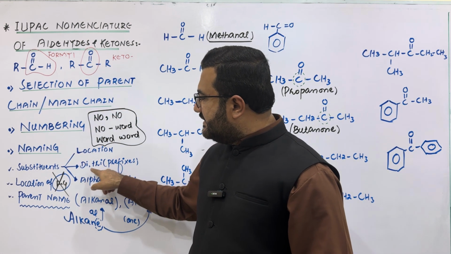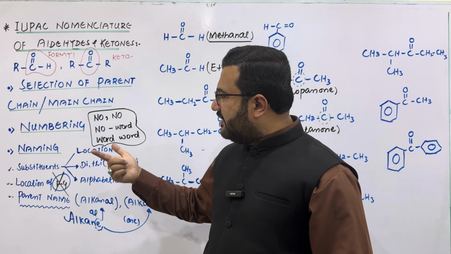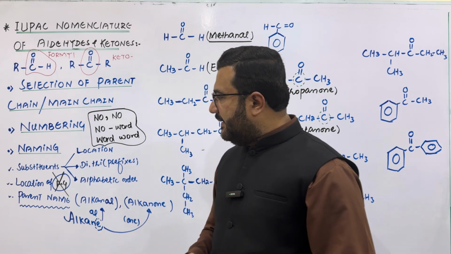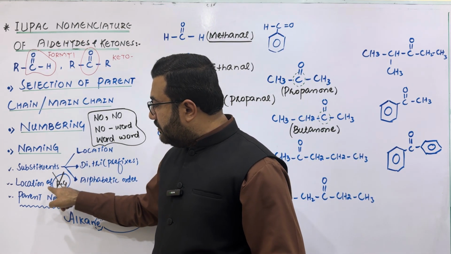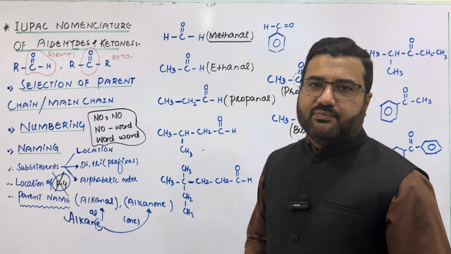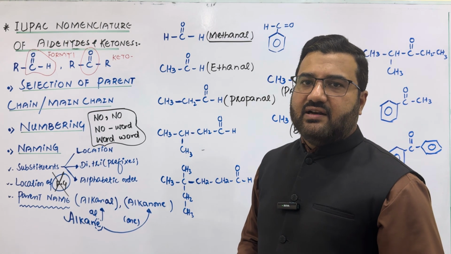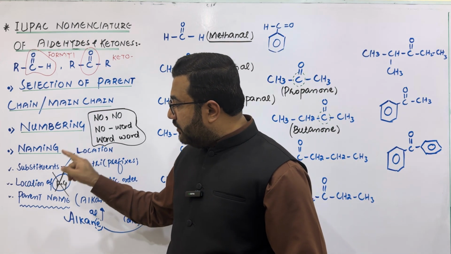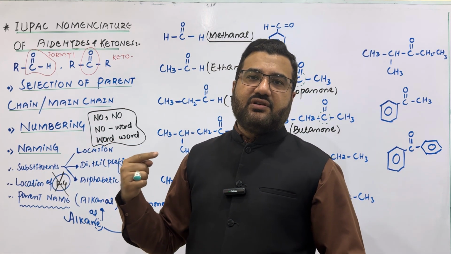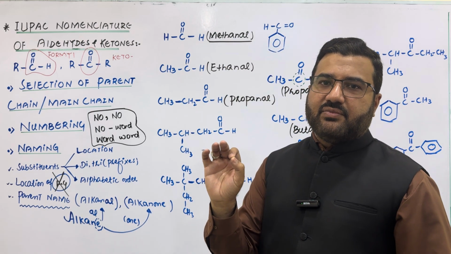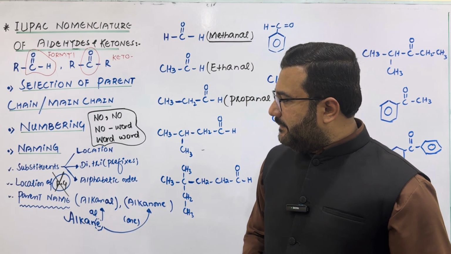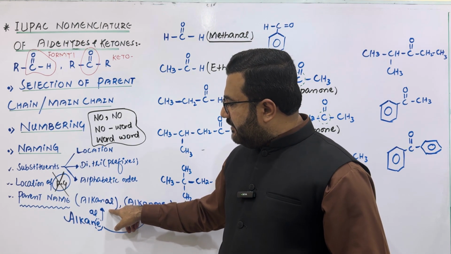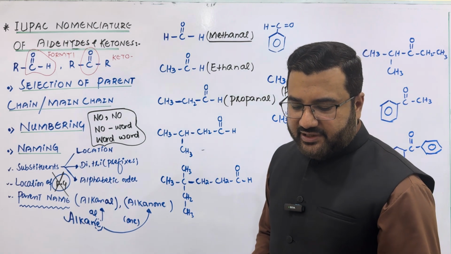If the same substituents are there, prefixes di, tri, tetra will be used. If the substituents are different, then we will name them alphabetically. In case of aldehydes, there is no need to mention the location of the functional group, as it is always present at the terminal. That is why aldehydes do not show position isomerism. But in case of ketones, you will mention the position of the functional group by writing down the number of the carbonyl carbon. And then the parent name will be given.